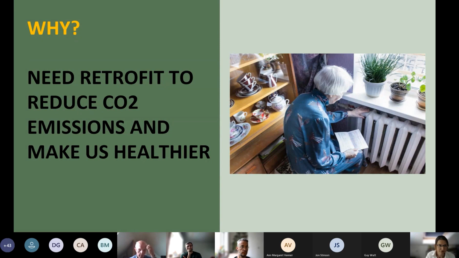Another massive driver for me is to make our buildings healthier for people to live in. It's quite a shocking statistic that nearly a quarter of Scotland's population are in fuel poverty, and this is largely because the buildings that they live in are leaky, they're cold, the heating systems are expensive to run. So for me, there's really a dual aspect of doing retrofit projects.